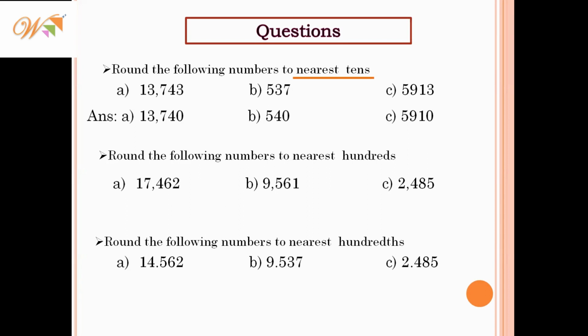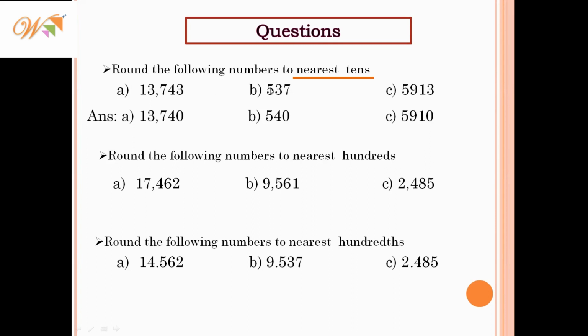So, let's see. The first question says round the following numbers to the nearest tens. Okay. So, nearest tens means we have to focus on the digit at the tens place. So, in the first one, 13,743, the digit at the tens place was 4. So, 137 came as it is. This 3 became 0. But what about 4? The number on the right of it is 3, which is less than 5. So, 4 will also come as it is.